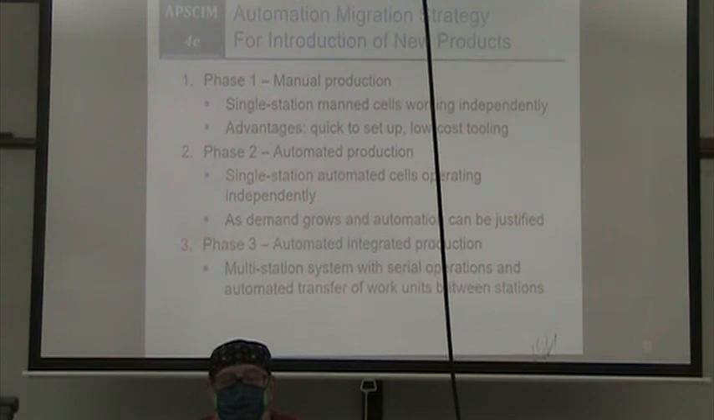When we move to phase 2, that's when we automate the production, and for each individual workstation, we look at whether we should automate it. Now we have to remember, we don't just automate so that we have an automated factory. It has to be a financial decision. We have to show that the automatic machine will make us more money than having manual production.